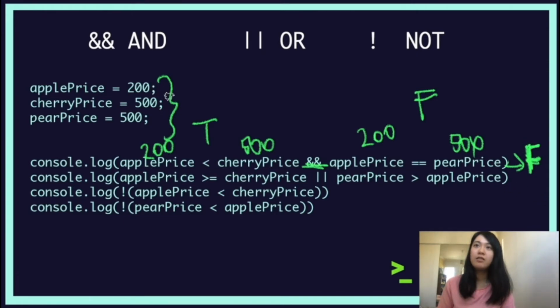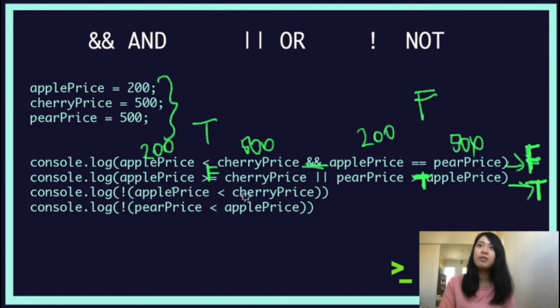Now for our second one, we ask if our apple price is greater than or equal to our cherry price, which is false. But our pear price is greater than our apple price. Since it's an OR operator, only one has to be true, so it will return true.